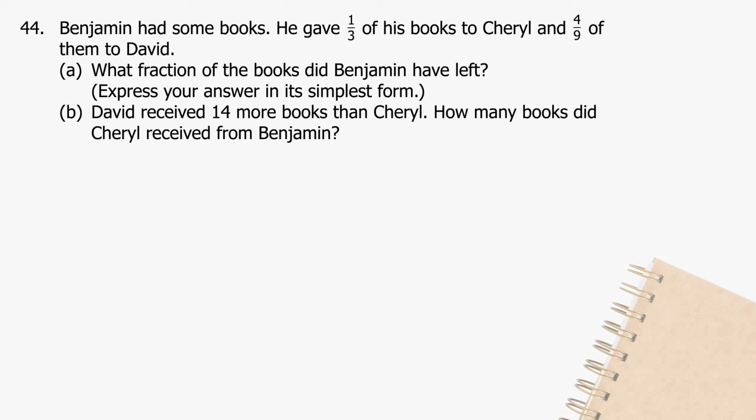Question 44. Benjamin had some books. He gave 1/3 of his books to Cheryl, and 4/9 of them to David. A. What fraction of the books did Benjamin have left? Express your answer in its simplest form. B. David received 14 more books than Cheryl. How many books did Cheryl receive from Benjamin?